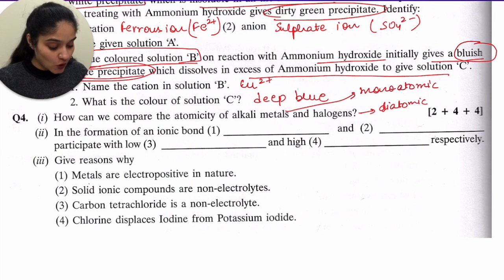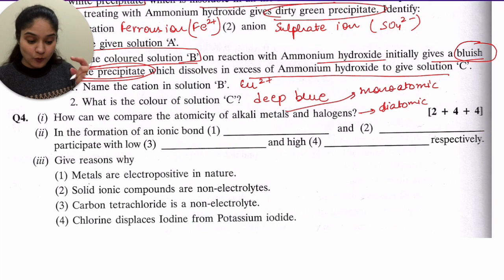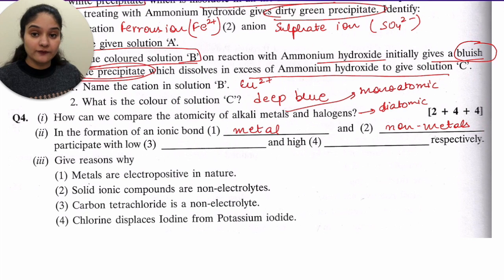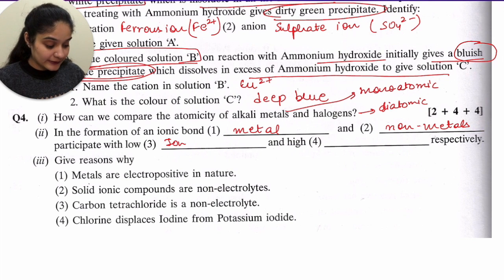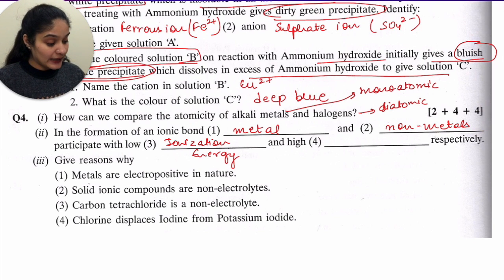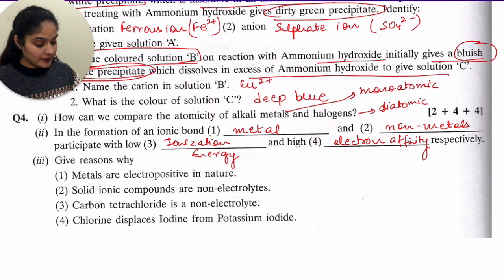Now in the formation of an ionic bond, what do we have? We have metals and non-metals. So in the formation of an ionic bond, metals and non-metals participate with low ionization energy and high electron affinity. I hope you understand. Electron affinity is the ability to get an electron.